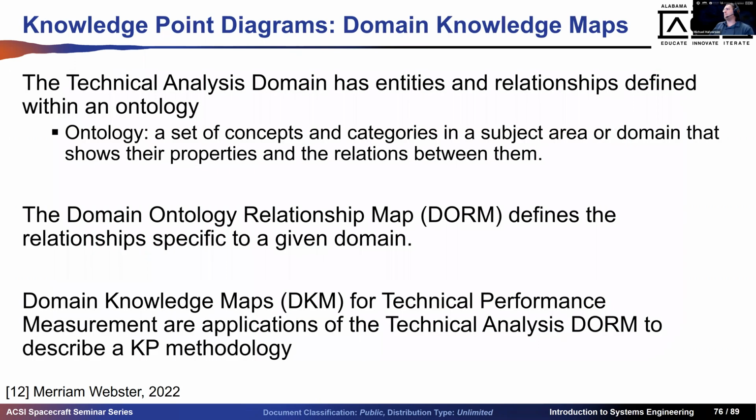All right. So we use domain knowledge maps. We have a technical analysis domain. We've ontologically defined it. I don't want to go too much into ontologies here because we describe it in detail in the introduction to model-based systems engineering, which is another seminar. There is a domain ontology relationship map on the next slide, which tells you how to understand what the concepts in a technical analysis domain are, and then how they relate to each other to form a domain knowledge map. What does this mean?